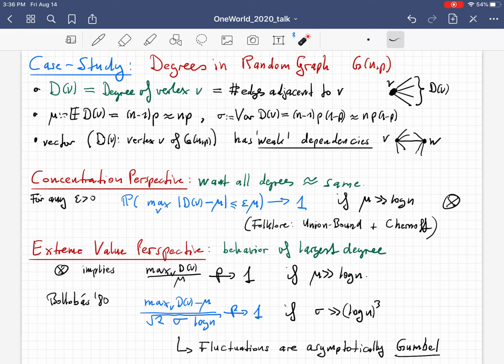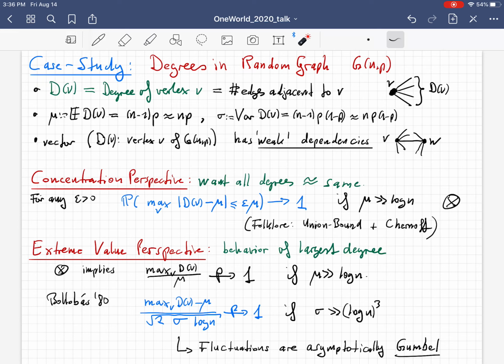And it turns out that the simple sufficient condition, which is also essentially best possible, is if the expected value is much bigger than log n. Okay, how do you get such a result? Well, you do a union bound over all vertices. So what's the probability that this is violated? Well, it's the probability that this is violated at some vertex. And then we can use Chernoff bounds to understand the probability that this fails at one vertex. And if you do this, you see that exactly you want the expectation to be sufficiently large.